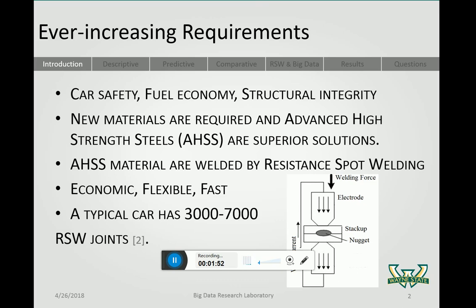Advanced high-strength steels are welded by resistance spot welding technologies. These methods are economic, flexible, and fast. A typical car has 3 to 7 thousand RSW joints.